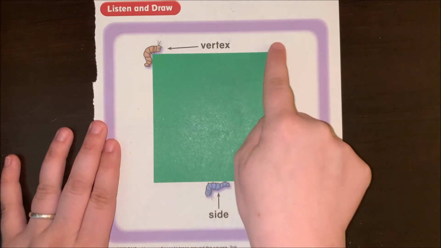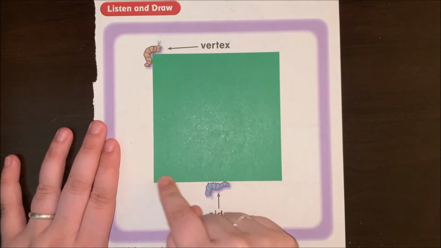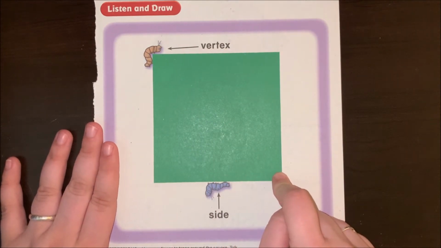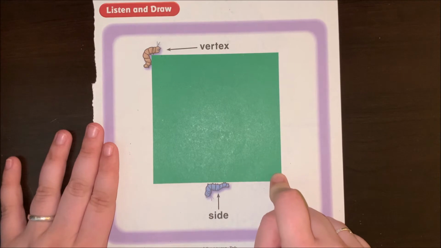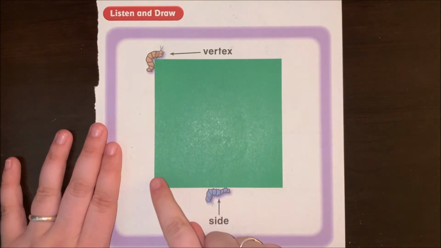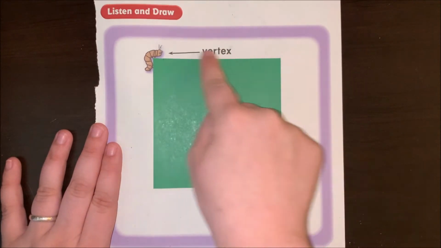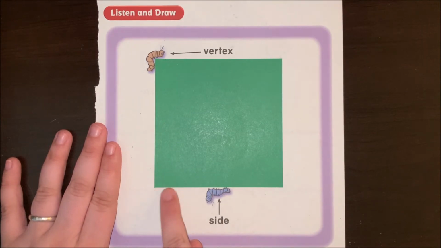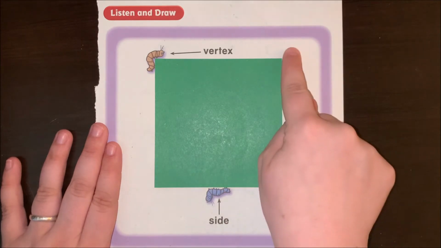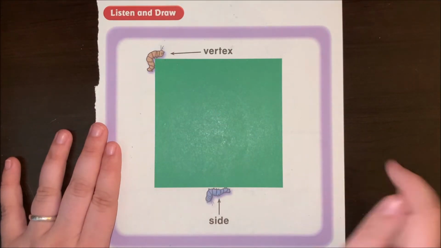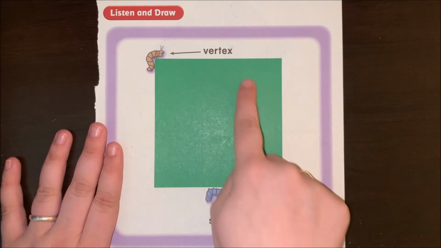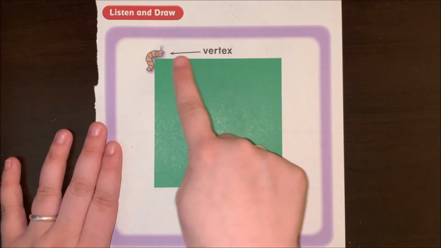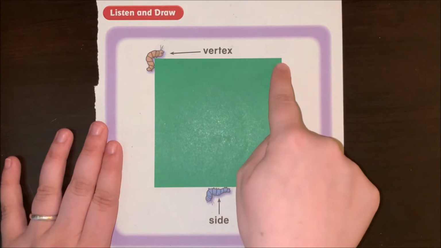So a square has 4 vertices. And vertices is just a fancy word for more than one vertex. So a square has 1, 2, 3, 4 vertices. And let's see, this is a side. See that word, side. A square has 1, 2, 3, 4 sides. Remember our circle, we just went around and around. It didn't have any sides, but a square like this does.